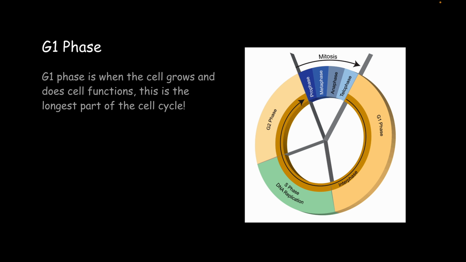So let's start in the general cell cycle. This is going to be meiosis and mitosis. We have G1. This is the cell growing and doing its cell functions. This is going to be the longest part of the cell cycle. So think about your human life. You have your baby years, your teen years, your adult years, and then your grandparent years. G1 would basically be your adult years. You're spending the most time there. That's what I'm trying to get at.